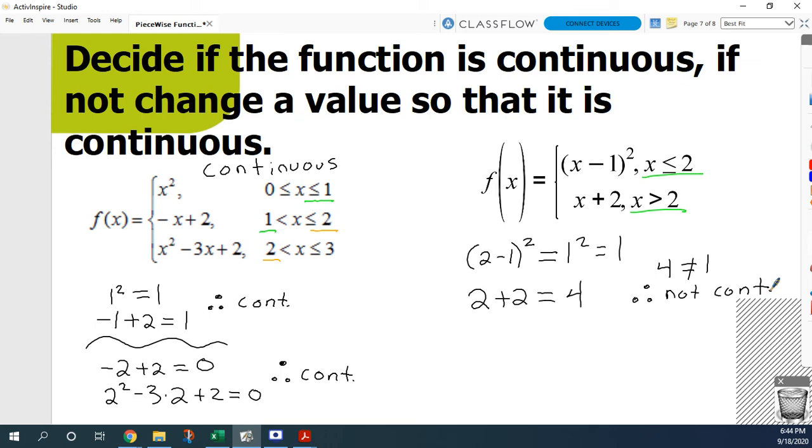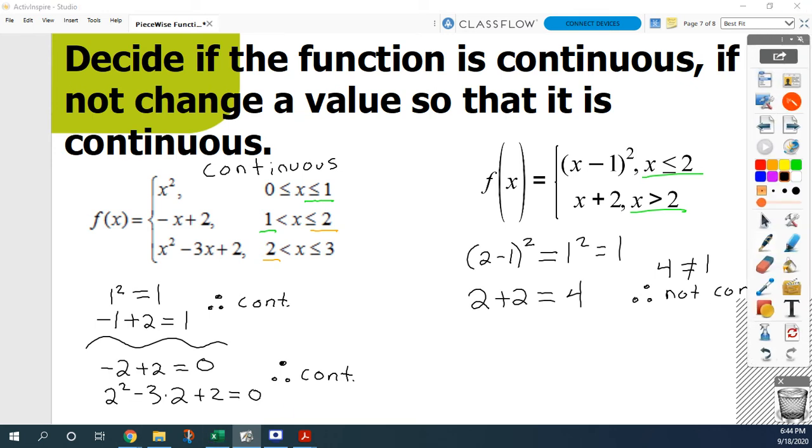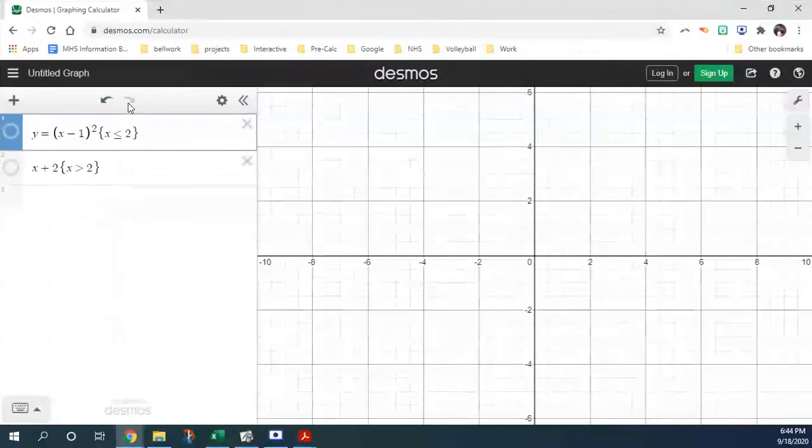So notice that now it says, okay, if it's not continuous, how can I change the function to make it continuous? And we actually only want to change one piece of it. So let's look at what this graph would look like. So I'm going to pull up Desmos.